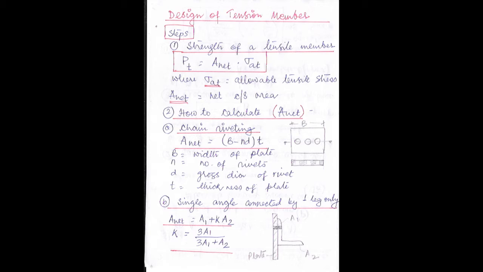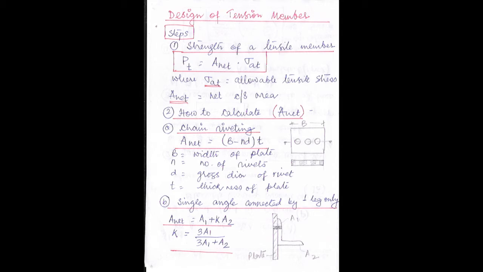The formula is (B minus ND) multiplied by T, where B is the width of the plate, N is the number of rivets, D is the gross diameter of rivets, and T is the thickness of the plate. It is very simple to understand and remember also. This is a plate. What is the area of a rectangular plate? That is width into thickness, correct? Width is B, thickness is T, so it should be B multiplied by T, correct?